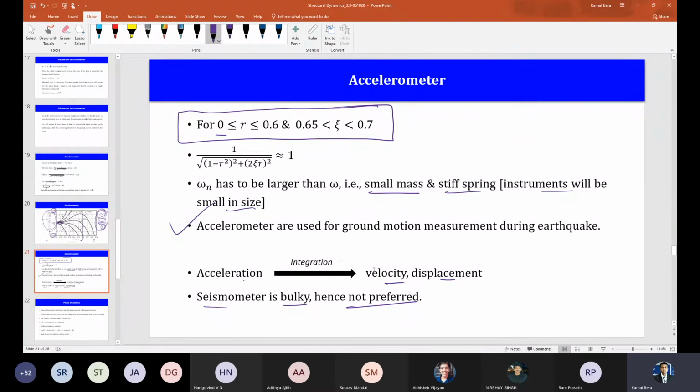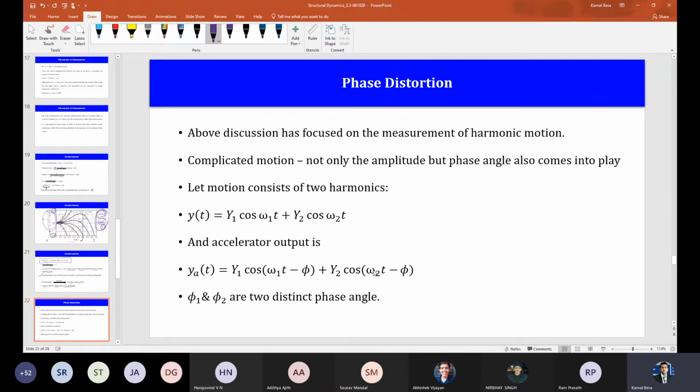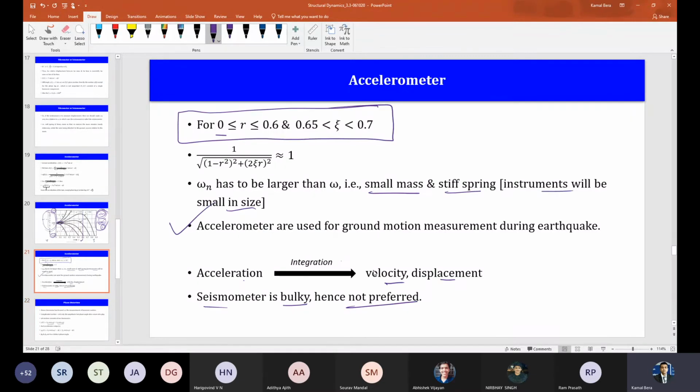Some other things are written here, but maybe I'll remove this slide because I'm not going to discuss this. If two harmonics of different frequency are there, then there is a terminology called phase distortion, but that is not required. You can read that from some books if you're interested. So that is the thing about vibration measuring instruments. Maybe you can solve problems, but not today. Okay.